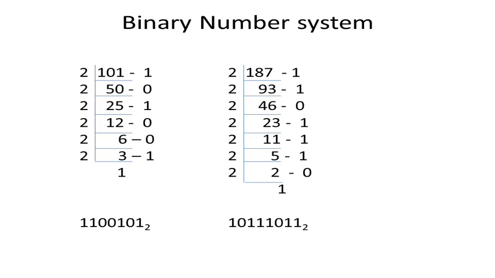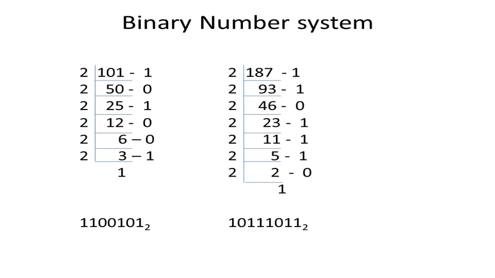Then from the end to the beginning, you have to write the binary number. The remainders are the answer, starting from the end and going to the beginning. Here it will come as 1100101 base 2.